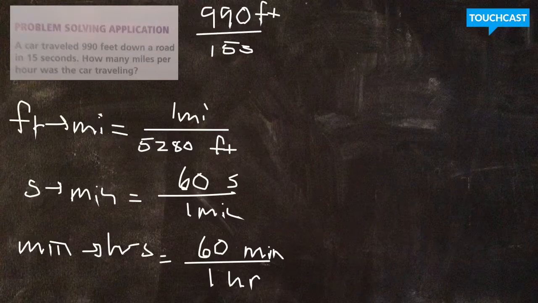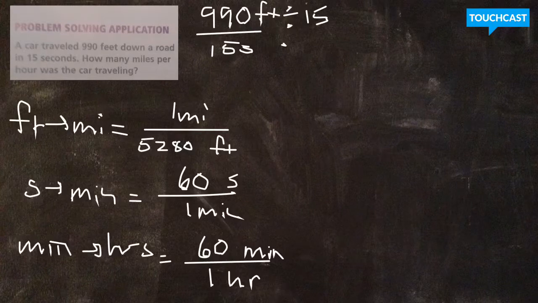So we can now move on to step 2, which is making our plan. We could multiply each of our conversion factors separately, or we can simplify the problem and then multiply by several of our conversion factors at one time. I like that second one. So before we do that, let's do some simplifying. Can we simplify 990 over 15? Well, 15 goes into both 990 and 15.